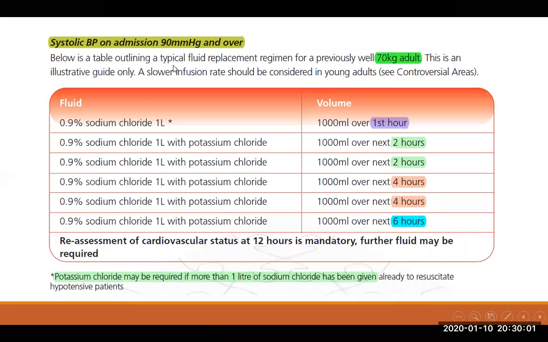If blood pressure is okay, the patient is not hypovolemic or shocked, we give in the first hour 1 liter of normal saline over 1 hour, then 1 liter of normal saline over the next 2 hours, then 1 liter of normal saline with potassium over the next 2 hours. Every normal saline after the initial 1 hour must include potassium chloride. And then 1 liter over 4 hours, then 1 liter over 4 hours, then 1 liter over 6 hours. This is very important, the fluid replacement. All of them are normal saline.